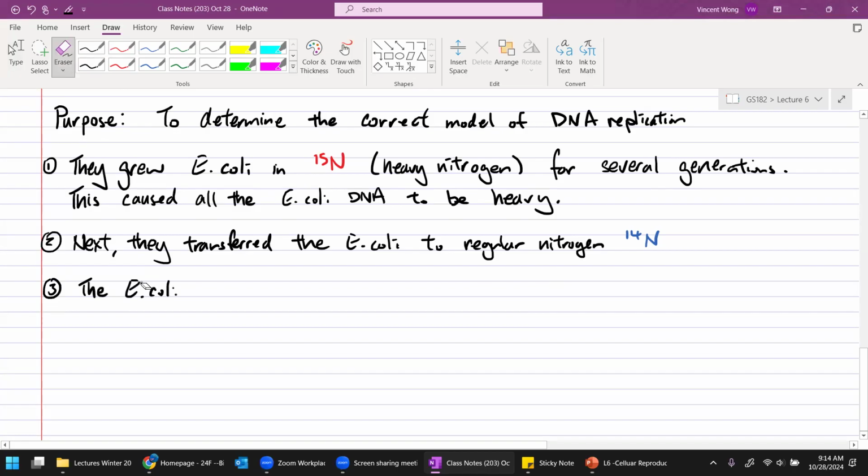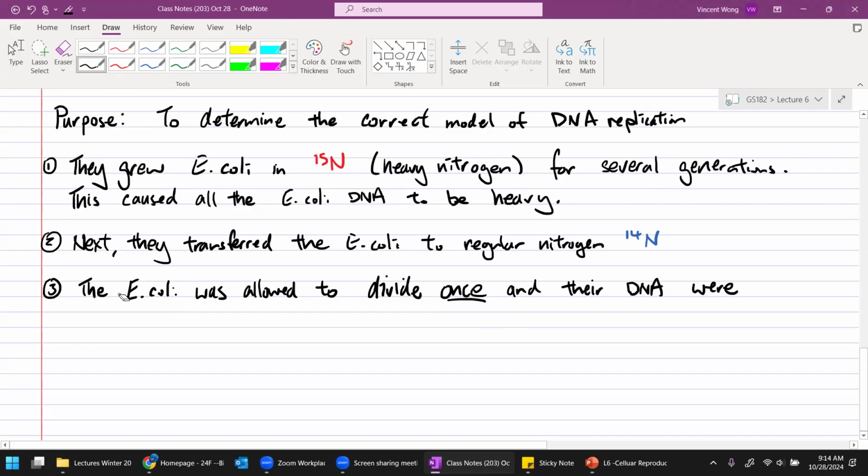The E. coli was allowed to divide once. And their DNA were extracted and separated by weight.